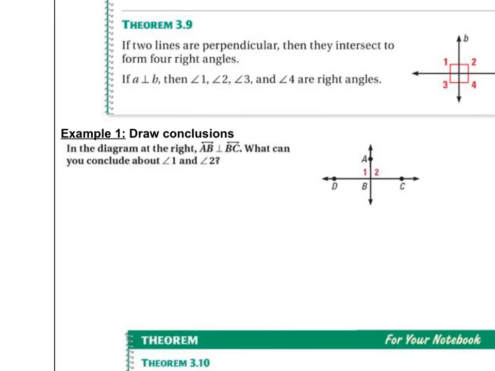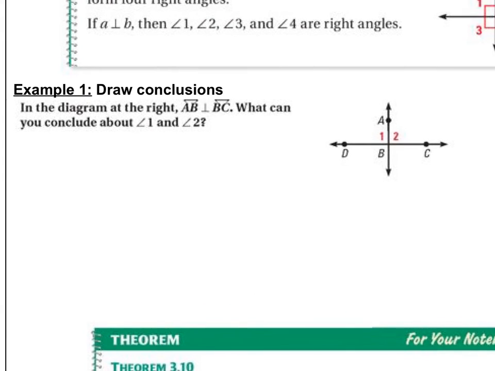So let's take a look at example 1. Just want you to draw a conclusion. In the diagram here, line AB is perpendicular to line BC. What can you conclude about angle 1 and angle 2? If they're perpendicular, we already know that angle 1 and angle 2 are equal to 90 degrees.